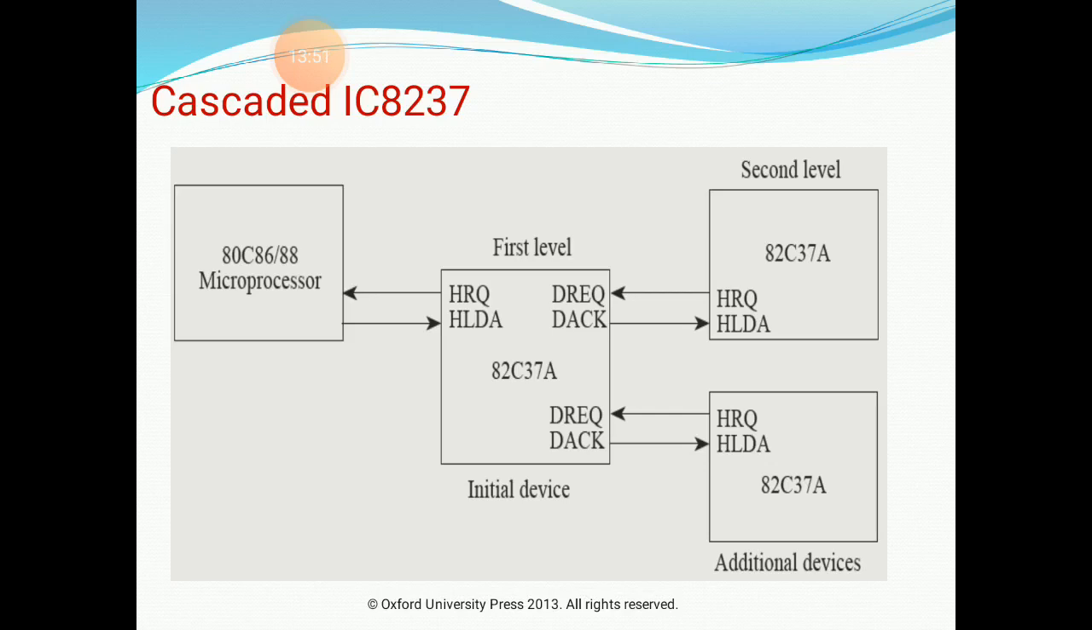Here, two peripherals are connected to the master device, that is, two ICs are connected to two channels. The master device belongs to the first level and the two ICs are in the second level. If you want to go to a third level, the second level channels are connected with other 8237s, and we get a third level connection. So by using cascade connection, more peripherals can be connected and used for data transfer.